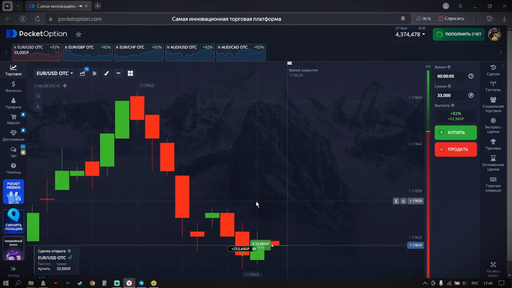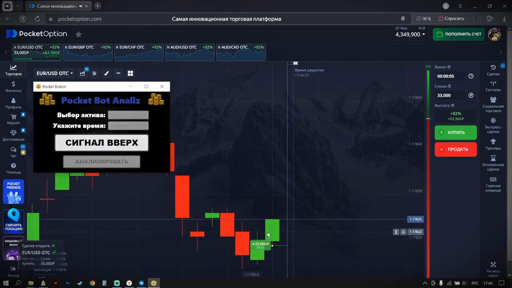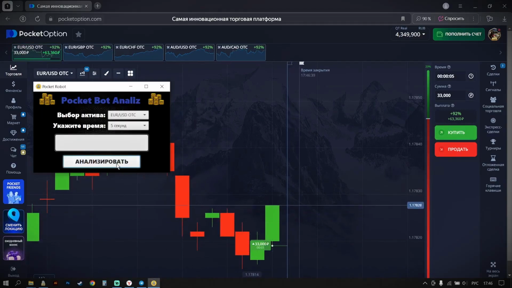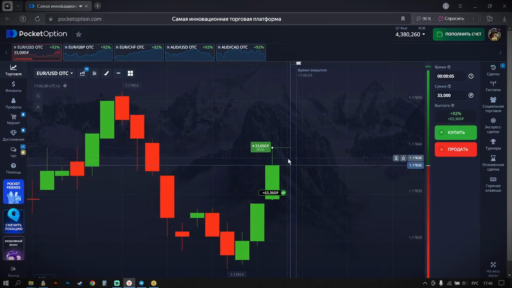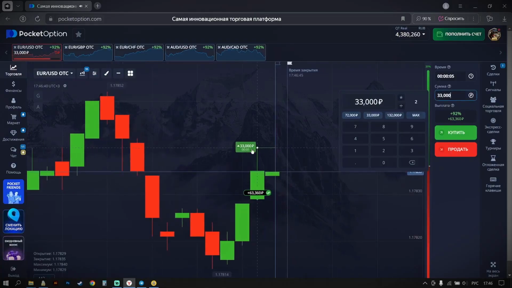Let's keep trading. Signal to increase. The deal is open. We're waiting for the result. Well, here's a confident plus again on the rise. Of course, I didn't open at the most favorable level. Yes, our position.